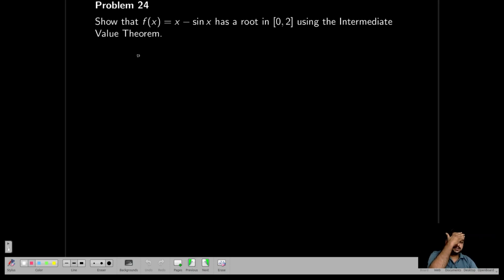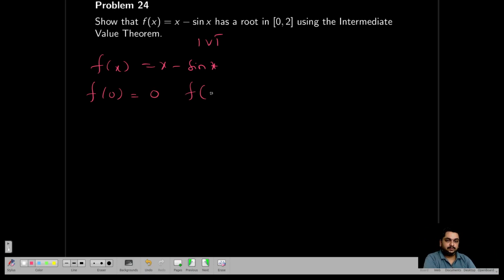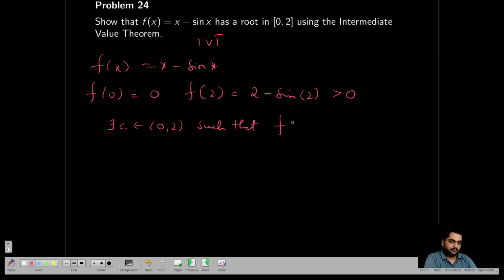Next, show that f of x equal to x minus sin x has a root in (0, 2). That is the intermediate value theorem. IVT, what to apply? So f of x is equal to x minus sin x. f of 0 is equal to 0. Now f of 2 is equal to 2 minus sin of 2. This value we will get as greater than 0. So therefore, there exists a value c that belongs to (0, 2) such that f of c is equal to 0.